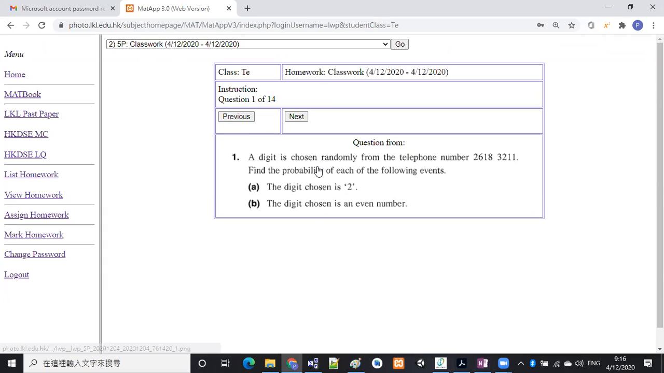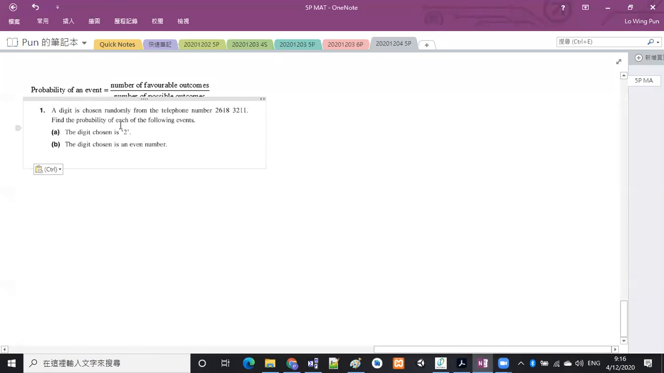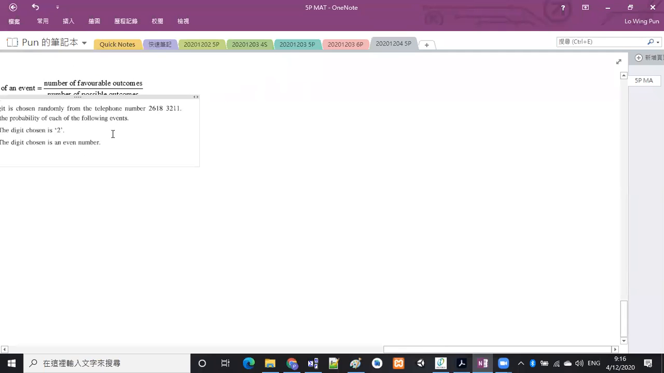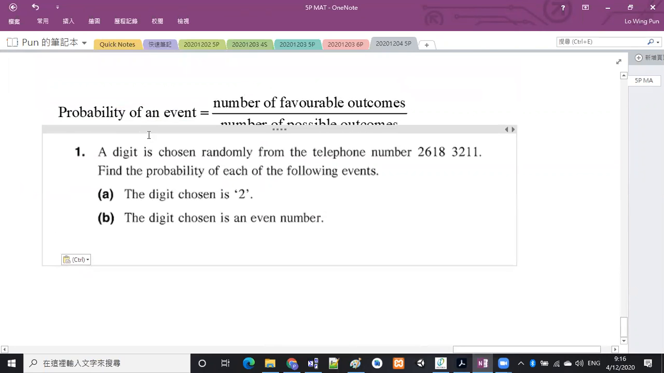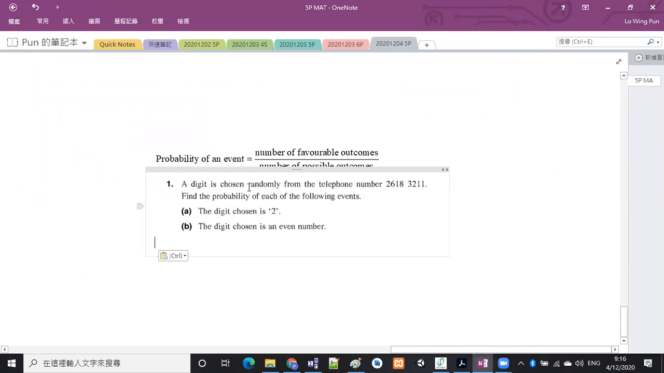Classwork. Question 1. So a digit is chosen randomly from the telephone number 26183211. Find the probability of each of the following events.